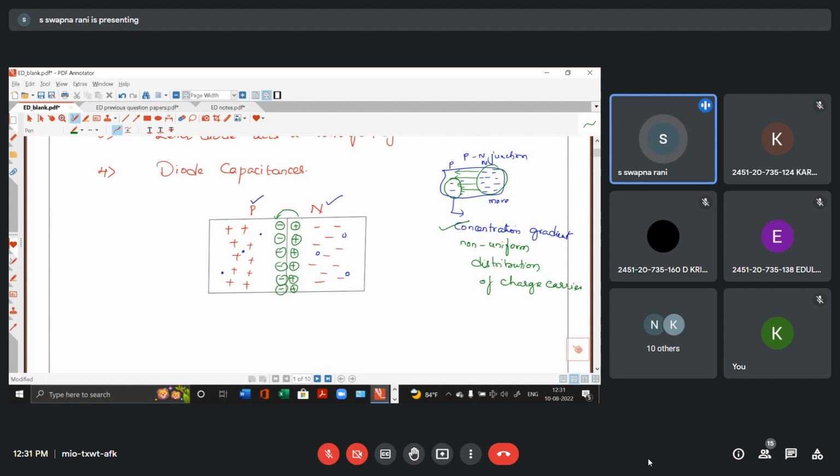So during this process, a region is formed around the junction. So this is called the junction, right?